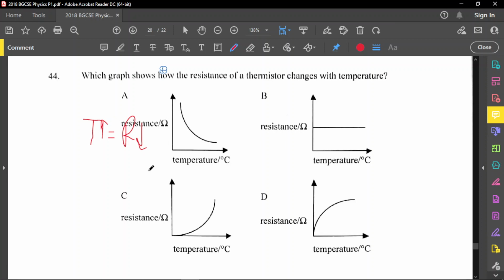All right, the only graph that is showing an inverse relationship is graph A, because as temperature increases, the resistance decreases. This one is absolutely out of the picture because resistance will not remain the same; it's affected by temperature. C is a square value, which means that as you increase temperature, the resistance will increase by a squared value. That is not true. And for this one, it will increase, then eventually decrease. So absolutely not. A is the guaranteed answer.